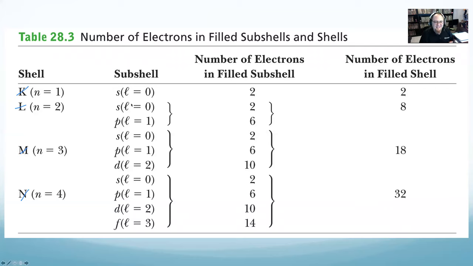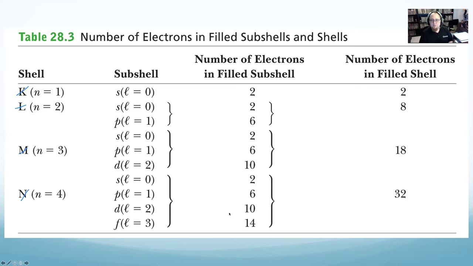And so we can say that at n equals 1, we have only an S shell. It can hold 2 electrons. When n equals 2, you have an S and a P shell, for 2 and 6, to hold 8 electrons. N equals 3, you have an S, P, and D. They hold 2, 6, and 10 respectively, for 18. That's because the order goes this way: S, P, D, and so on.